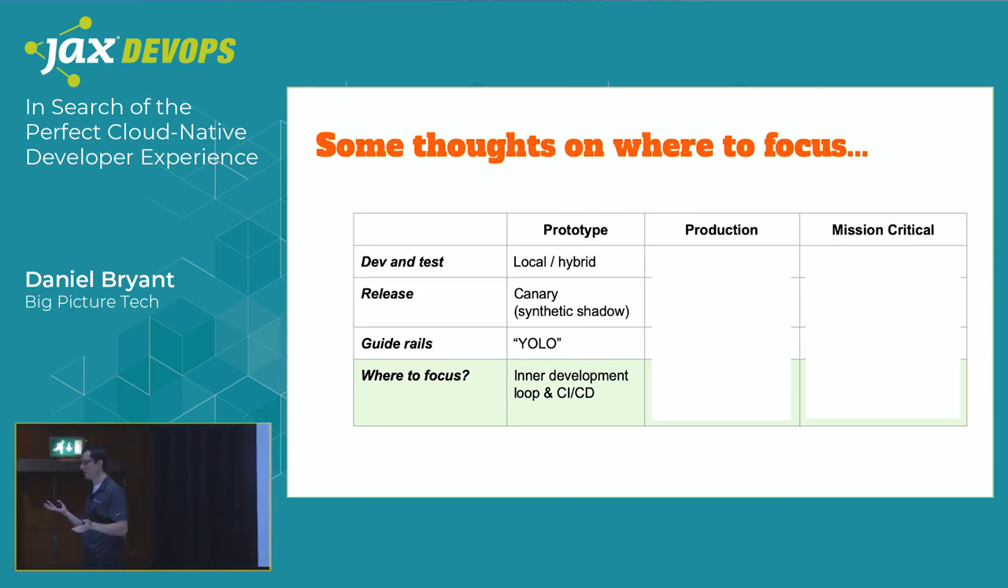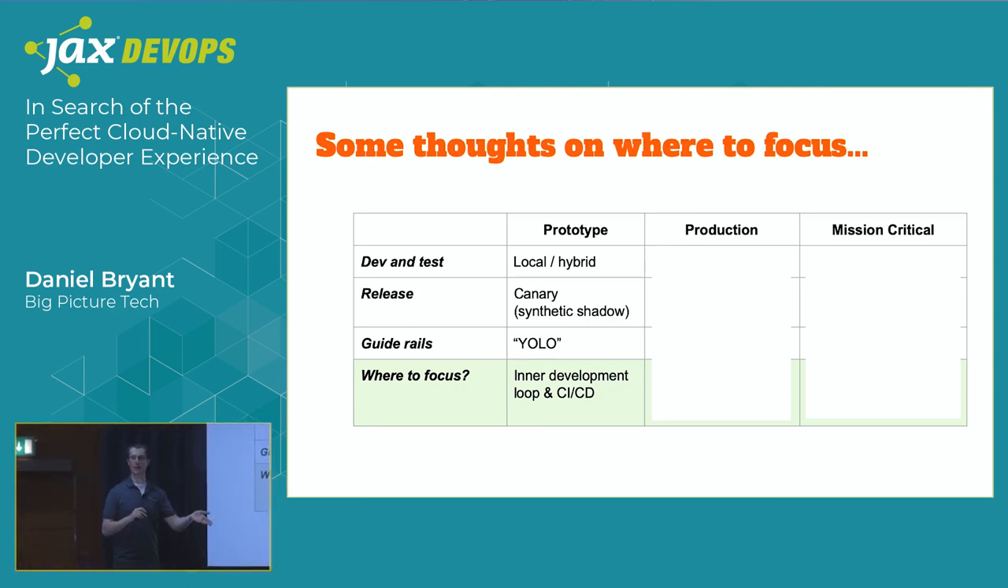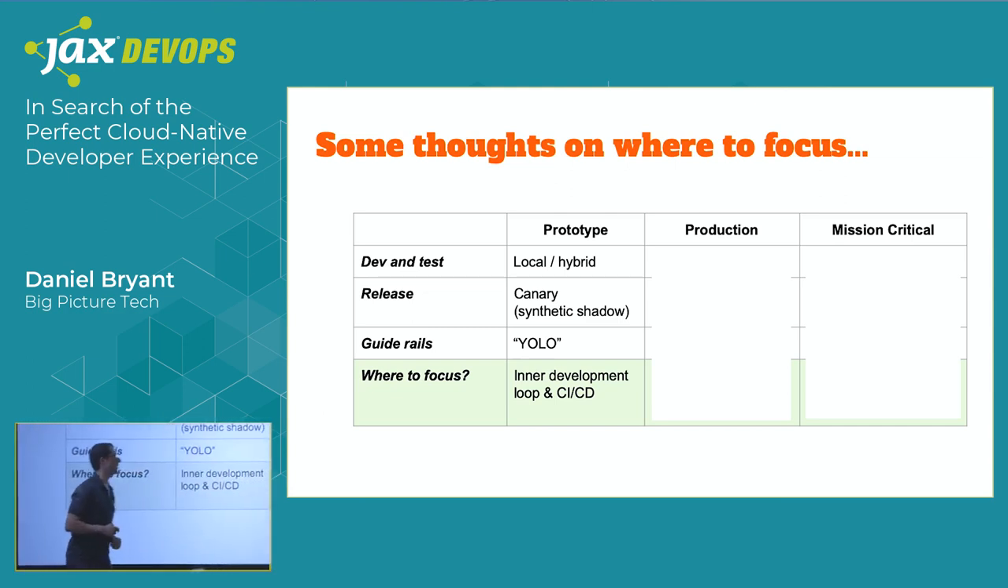You're trying to find product market fit. You're trying to explore the problem space. You really want to focus on those inner dev loops, going as fast as you can, coding, trying out hypotheses, trying out ideas. Continuous integration is a no-brainer. Continuous delivery is harder. Continuous deployment is harder, but you want to look at those things as well.